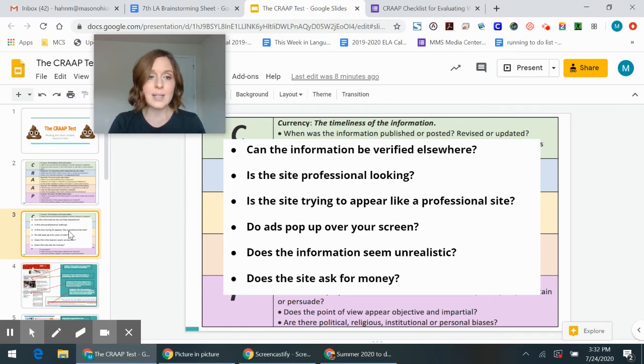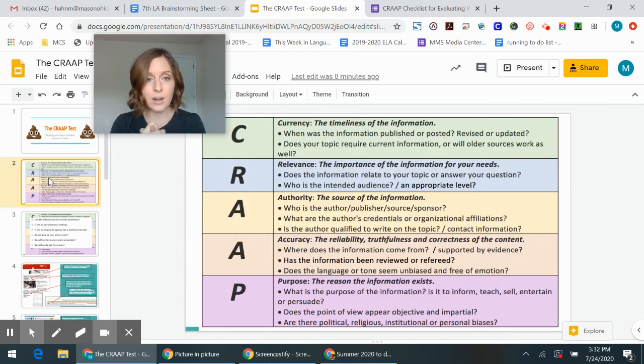So remember, CRAAP: is it current? Is your website relevant to what you're looking for? Is the publisher and author of the article or the website a good authority? Are they reliable? Do they have good credentials? Are they a well-known organization? Is the information accurate? Is it biased with emotional words and opinions? Has it presented all the different perspectives of the different sides of the issue? If not, can you look elsewhere to verify that information?